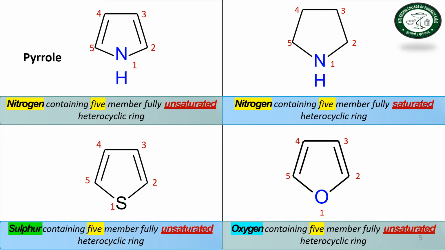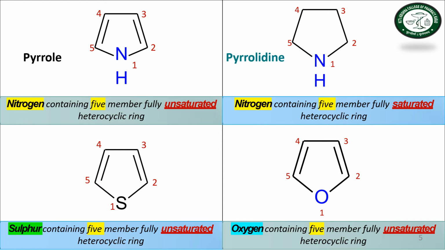There is an absence of double bonds in these structures. Means what? This ring is a saturated type of ring. So the name of the structure is pyrrolidine. I repeat once again, that is the name of the nomenclature.